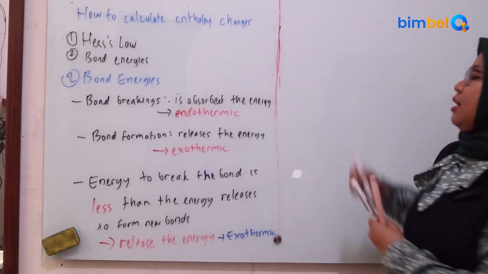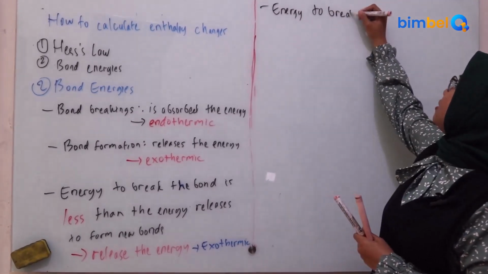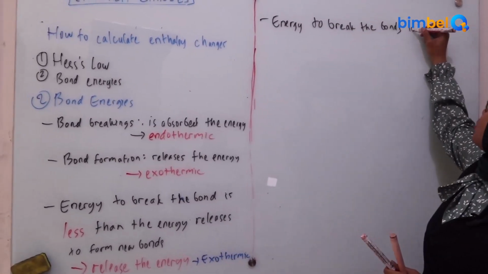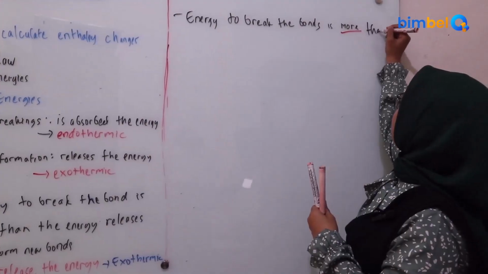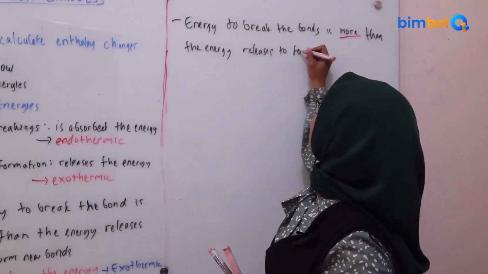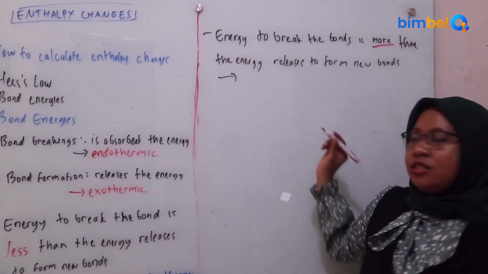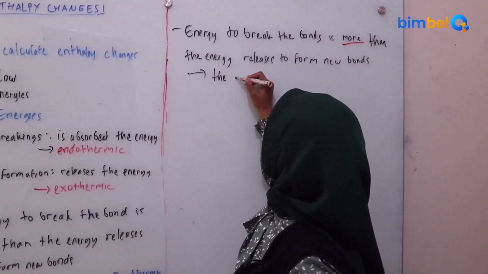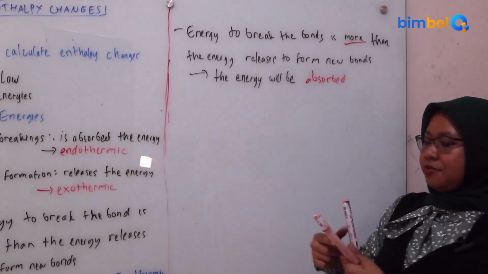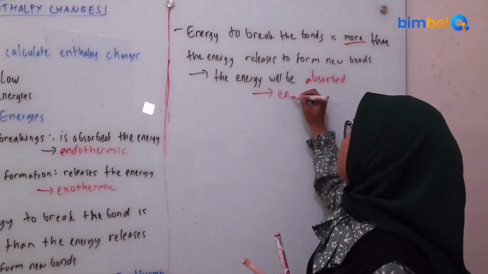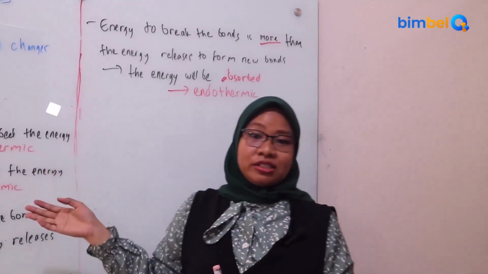On the contrary, if the energy needed to break the bonds is more than the energy released to form new bonds, you have to remember this one, this means the reaction will absorb energy. And absorbing energy means the reaction is endothermic. Okay, so this is the basic concept of bond energies.